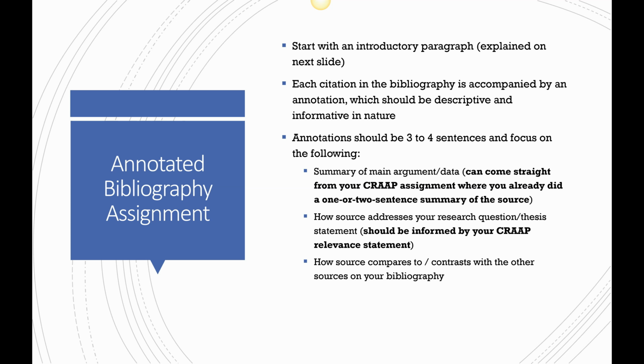Each annotation will be 3 to 4 sentences long and should focus on 3 things: a summary of the source, which can be pulled straight from your CRAP assignment where you already did a 1 or 2 sentence summary of your source; how the source addresses your particular research question and or thesis, which can and should be informed by your CRAP evaluation relevance statement; and finally, how the source compares to the other sources in your bibliography. This last will be the only completely original sentence in each annotation, since the others are coming from or informed by your CRAP evaluation.